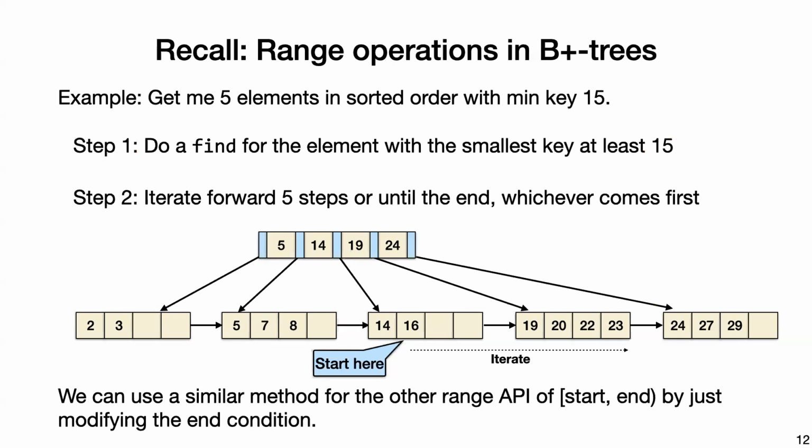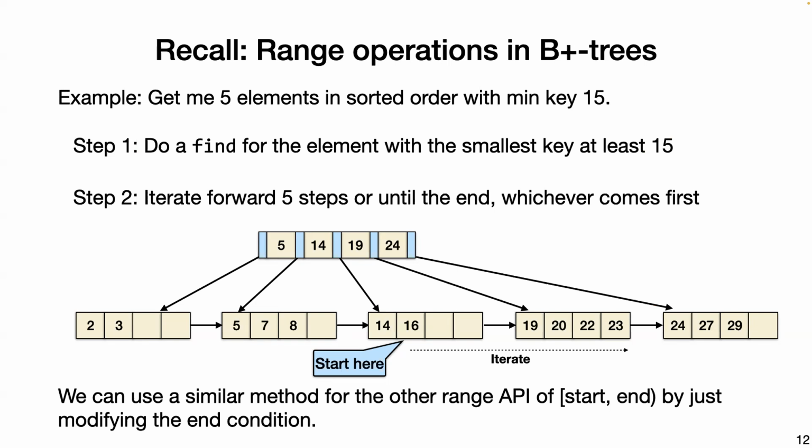So how would you implement these in B plus trees? Using this iterate API, for example, return me the 5 elements in sorted order starting at key 15. And this is just the B tree that we had earlier. It's based on find again. You get this pointer to the smallest key at least 15, so it would be here. And then you get an iterator, and then you just step forward 5 times.